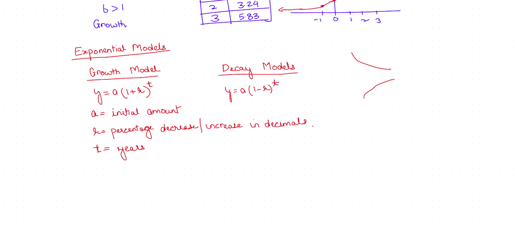We see that r, we always write its percentage decrease or increase in decimals. t is after how many years, so it is given in years. So this is the growth model and this is the decay model. So let's do some problems.